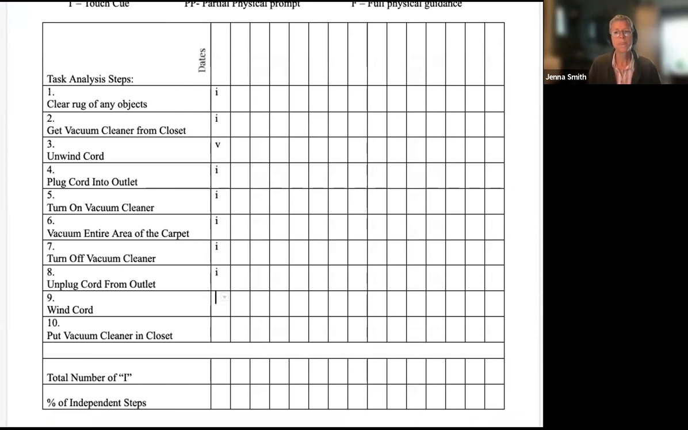And again, as an educator or a family member, when you see any of the letters that aren't an I, that they're not doing independently, you're going to focus in on that, like unwinding the cord. What are they having a problem with? Is that a motor skill issue? You can begin to modify or accommodate for that motor issue. If it's just a matter of building muscle memory by having them repeat it, you could have a cord and just have them practice wrapping a cord as part of their day. So you begin to see improvement, and it really drives instruction. And again, the goal is moving them towards independence.